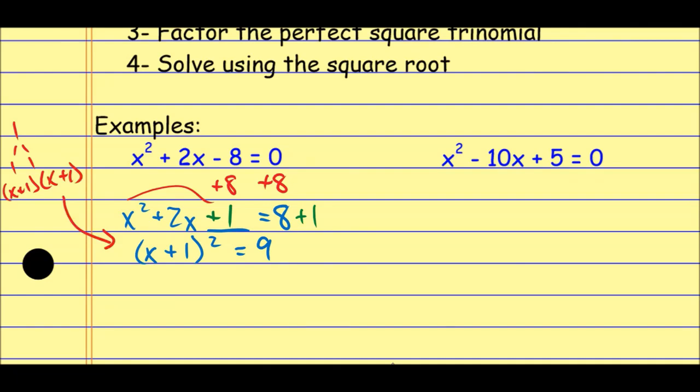Again, we're kind of abbreviating this. We're taking some liberties here in terms of doing this a little bit faster, taking some shortcuts. But all I'm doing is creating a perfect square trinomial and then factoring that trinomial. And see, now we're in a situation like we had when we were solving using the square root. I have something squared equals 9.